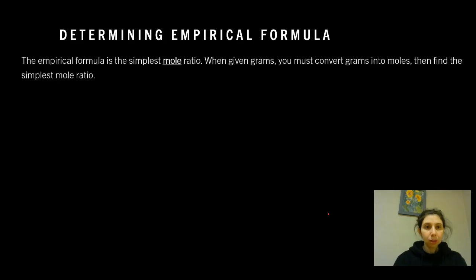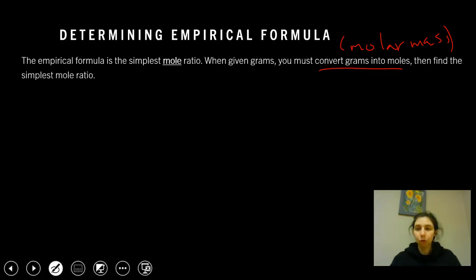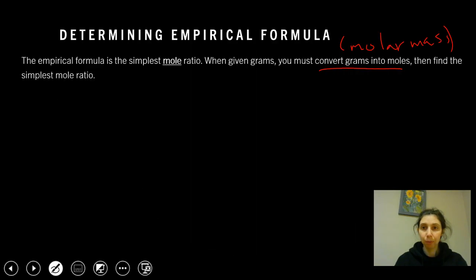Okay, we're going to determine the empirical formula using grams this time. So again, the empirical formula is the simplest mole ratio. When given grams, you must convert grams into moles. So remember, whenever we convert grams into moles, you should be thinking molar mass. We use the molar mass from the periodic table to convert from grams to moles. Then you can find the simplest mole ratio, just like we did on the previous page. We divide by the lowest number of moles to find that ratio.